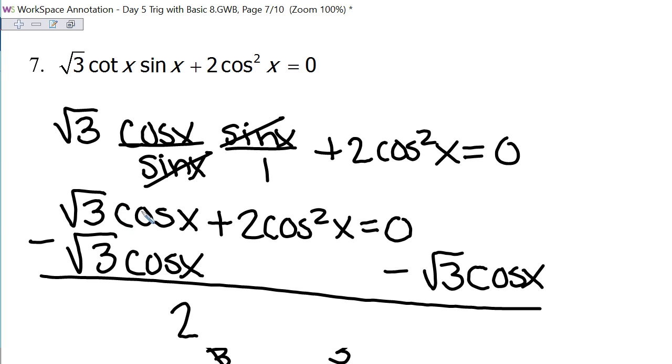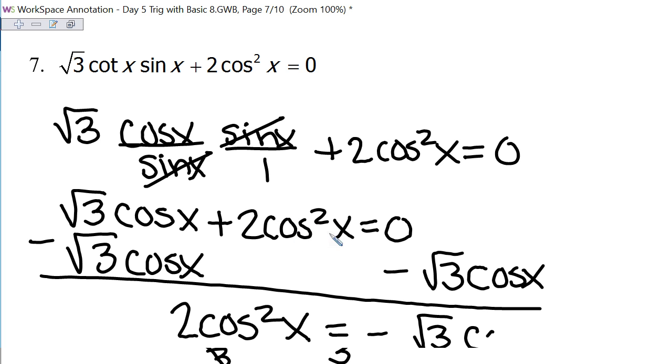And that would give us 2 cosine squared of x is equal to negative square root of 3 cosine of x. What can I do next? Divide by 2. I heard divide by 2. I also heard divide by cosine. Let's do both.